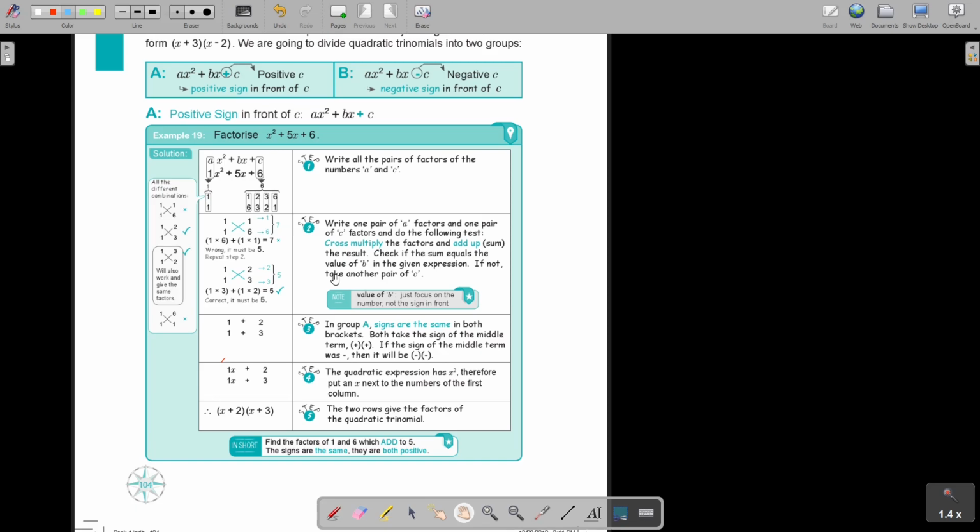I look at the sign in front of the constant, the term without an alphabet letter. If it's positive, for me it's in group A. And if it's negative, for me it's in group B.